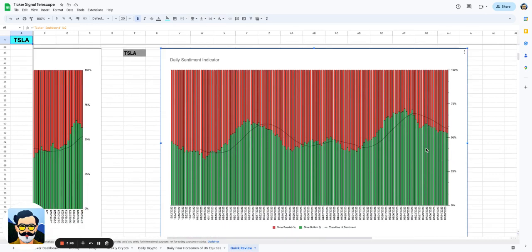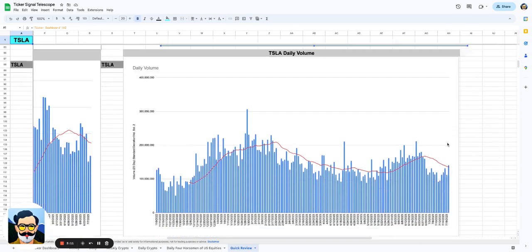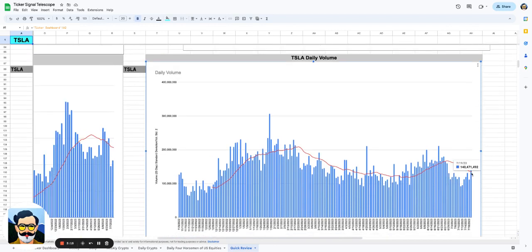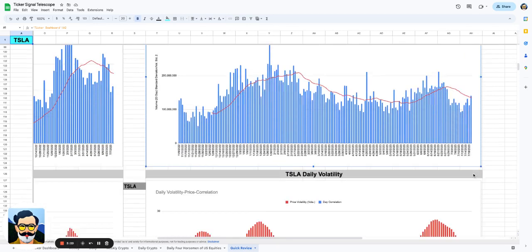The daily sentiment is very good right now. It's probably closer to 53%, so we're closer to 50%. The volume is really dried up, but that's completely fine. This is the first time that we've seen the volume actually get above the 15-day moving average since back in June when it was having those highs, which is very positive to see.